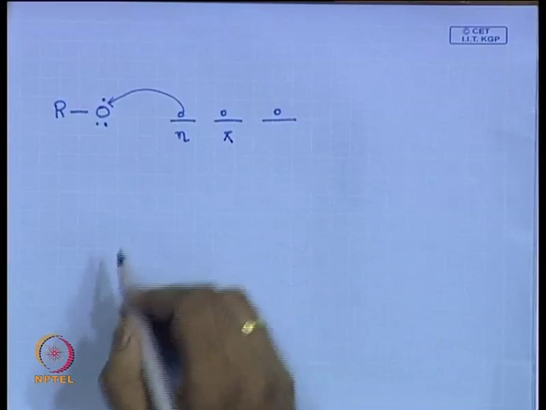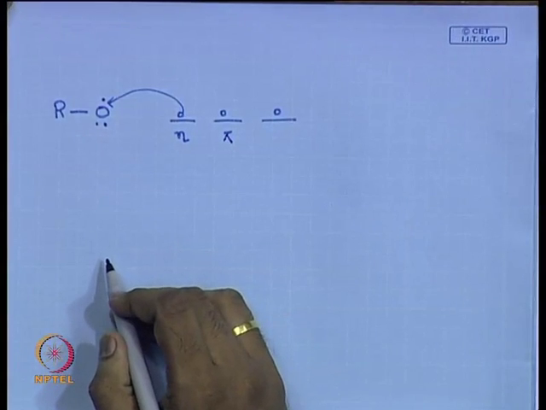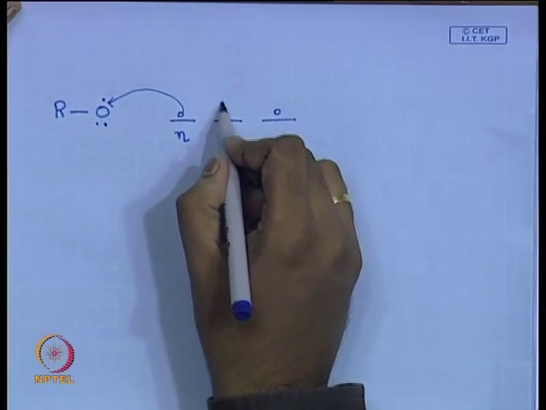Then from where else can the alkoxy radical grab an electron? From your pi. If you have a pi system, pi electrons available in the environment, it also grabs those.